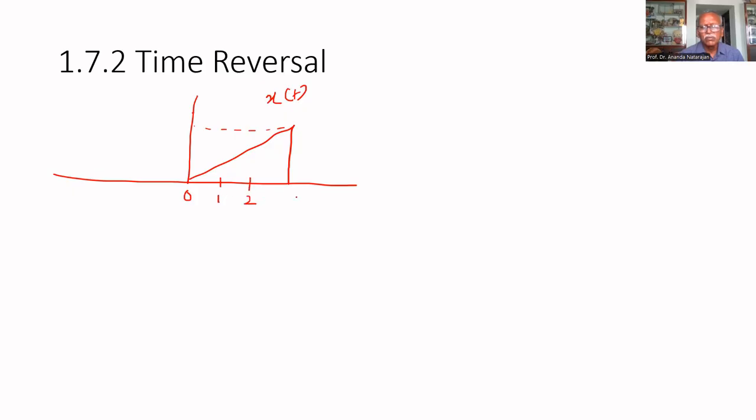Time reversal is a mathematical operation on a signal. For example, I'm having a signal like this. It has x of t. This is x of t. It starts at 0, 1, 2, 3.